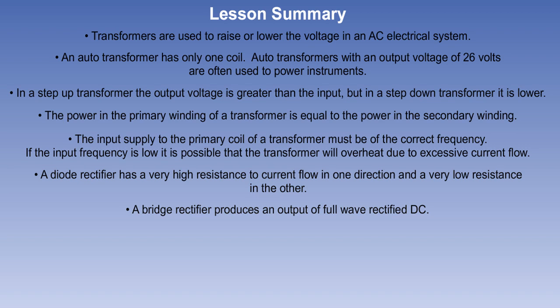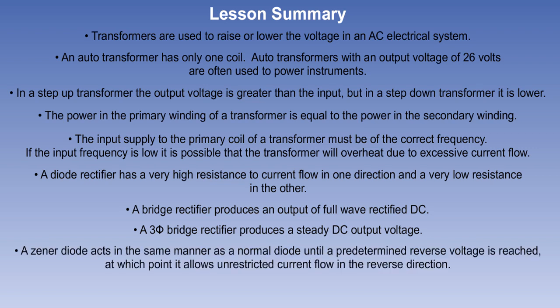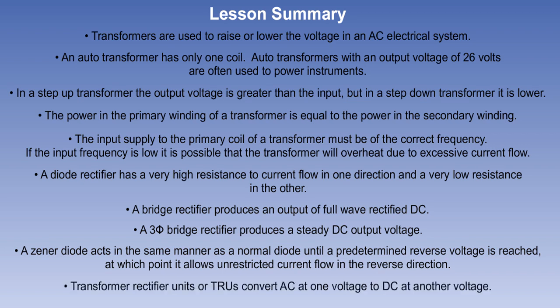A bridge rectifier produces an output of full-wave rectified DC. A three-phase bridge rectifier produces a steady DC output voltage. A Zener diode acts in the same manner as a normal diode until a predetermined reverse voltage is reached, at which point it allows unrestricted current flow in the reverse direction. Transformer rectifier units, or TRUs, convert AC at one voltage to DC at another voltage, in order to supply the DC needs of an aircraft with an AC distribution system.